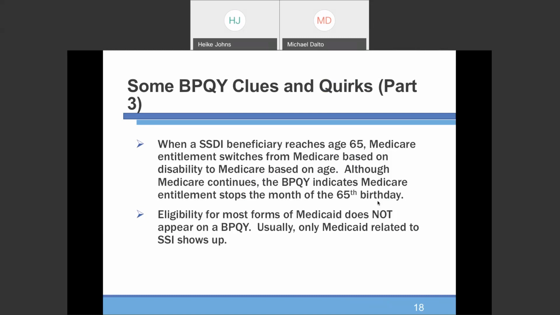Now, a person may be receiving Medicaid, also known as MoHealthNet, a variety of different ways that will not show up on the BPQY. Usually you're going to have an indication that a person's getting Medicaid on the BPQY only if they're getting SSI or they're in 1619B status. To verify Medicaid they get in other ways, such as a spend down or ticket to work health assurance, you're going to need to verify that through the state rather than through Social Security.